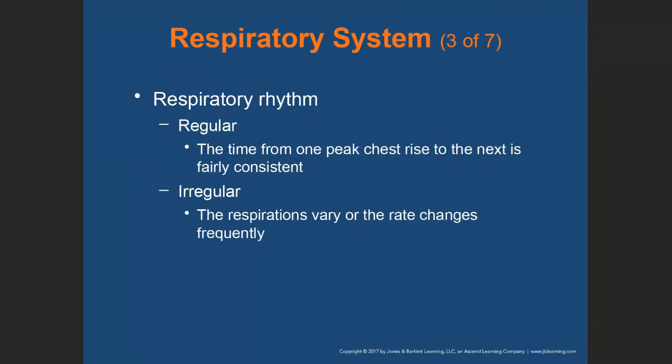Now, with the respiratory system, you're looking at rate, rhythm, quality, and depth. We know this. Regular rhythm means the time from one peak chest rise to the next is fairly consistent. Irregular means the respirations vary or the rate changes frequently.